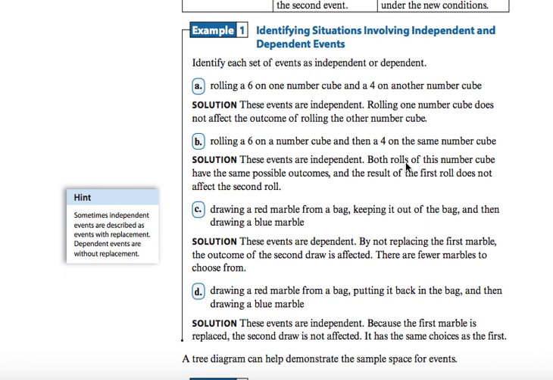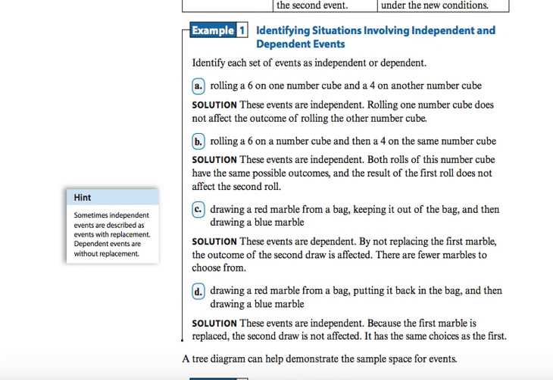Example 1, let's identify situations involving independent and dependent events. Here we're going to take the easy way out. We'll just look at the solution that's given us and help that give us our understanding. Letter A, rolling a 6 on a number cube and a 4 on another number cube. This is an independent event because rolling one number does not affect the outcome of rolling the other.